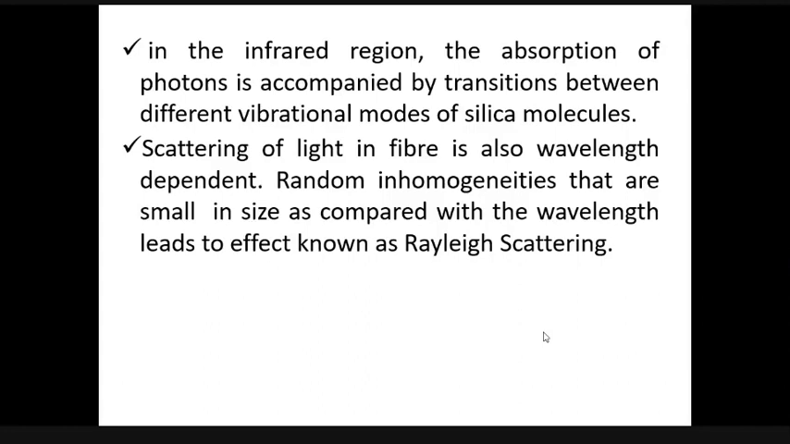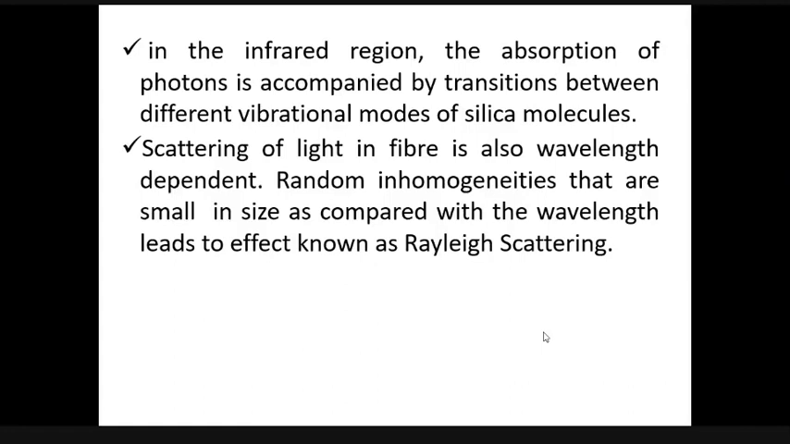And not only absorption: when the signal is passing through the core region, there is also attenuation, or loss of signal, due to scattering, and scattering is also wavelength dependent. For example, in the core region we have random inhomogeneities, meaning there is variation in the refractive index in small regions. If the size of those inhomogeneities is smaller than the wavelength of the signal, that leads to the effect which we call Rayleigh scattering.